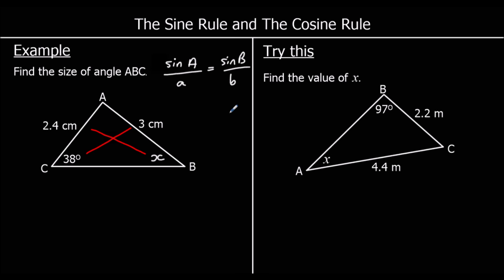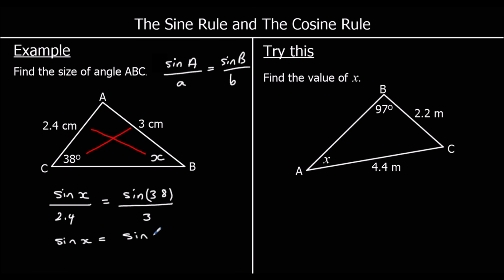So let's substitute in. So we've got sine x over its opposite, which is 2.4, is equal to sine 38 over its opposite, which is 3. To get sine x by itself, we're going to multiply both sides by 2.4. So we get sine x equals sine 38 over 3 times 2.4.